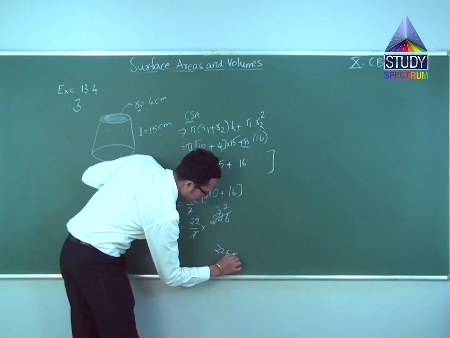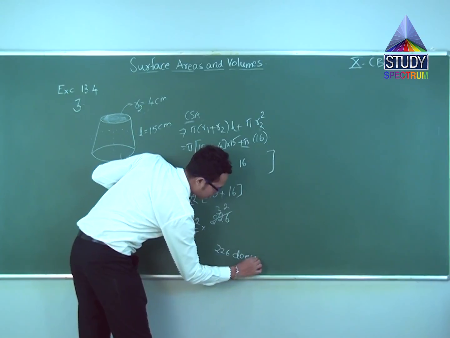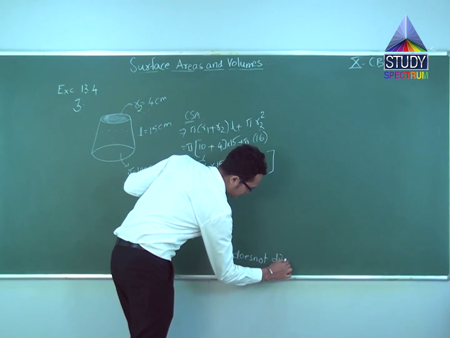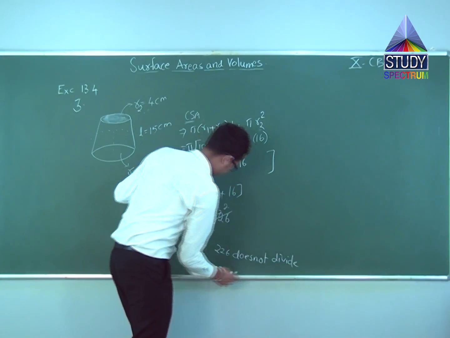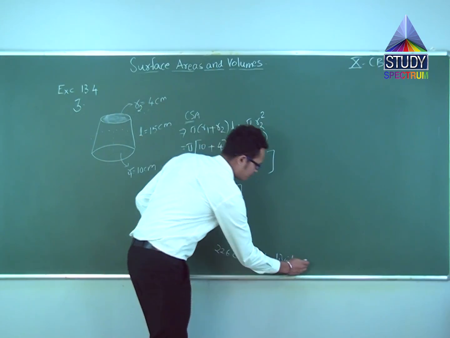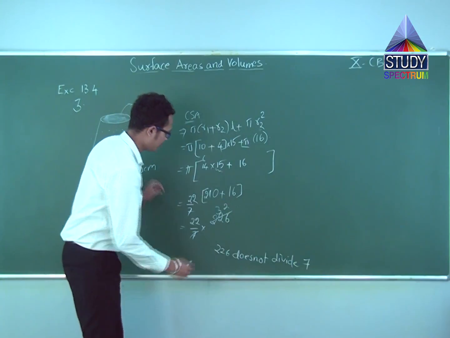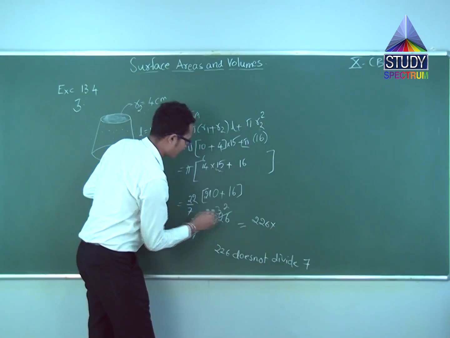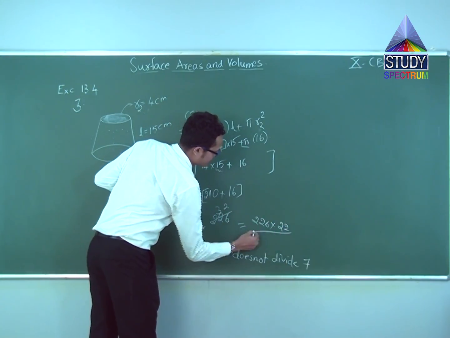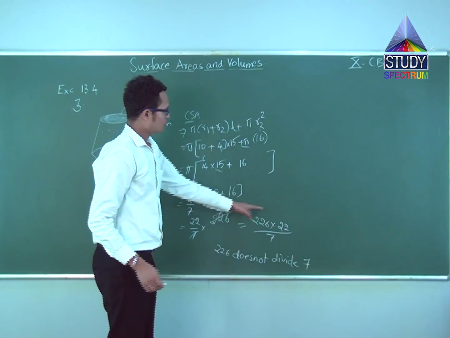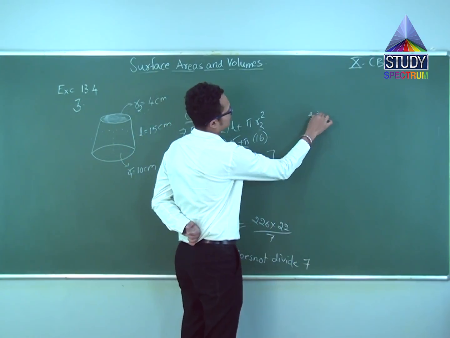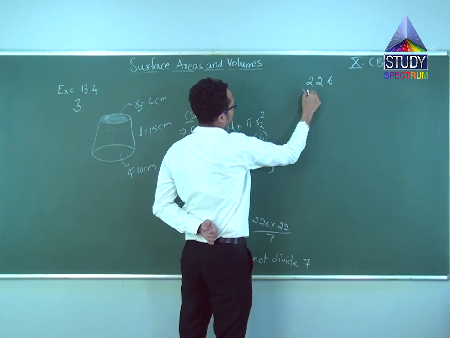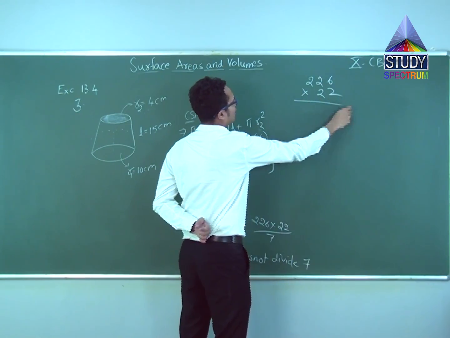226 does not divide by 7. So what do we do? We multiply 226 by 22 and see what happens. This is 226 into 22.